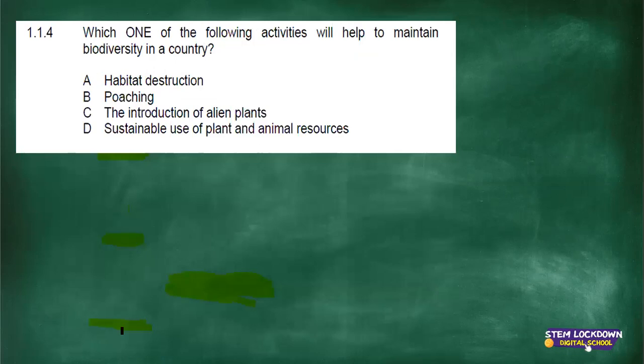Question 1.1.4. Which one of the following activities will help to maintain biodiversity in a country? We started with this topic in grade 10, so you should also be able to remember, and you also did it as you went along in the grades. Is it habitat destruction? Is it poaching? Is it the introduction of alien plants? Or is it the sustainable use of plant and animal resources? And our answer is D, because we need to use our plants and animals in a sustainable manner.